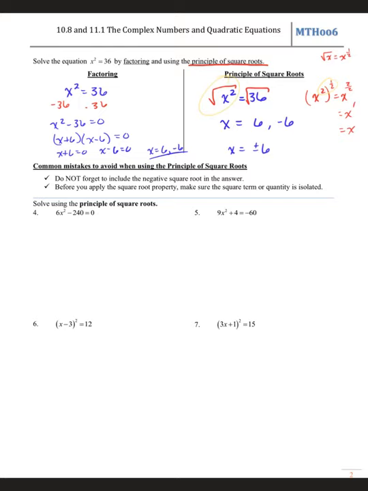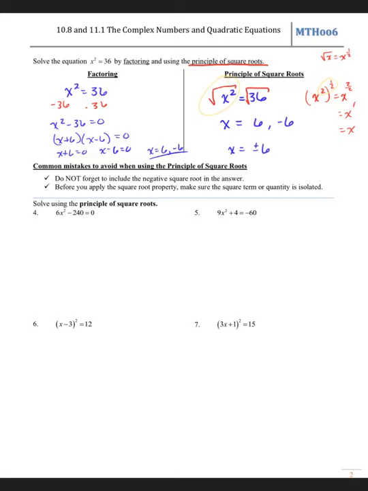Okay, so for these next couple problems, we want to solve using the principle of square roots, meaning we want to use this approach right here. And there's two things. It says do not forget to include the negative square root, meaning plus and minus is the answer. And before you apply the square root, make sure the square term or quantity is isolated. So we have to make sure we completely isolate the perfect square over here. So let's go ahead and work through this first one together.